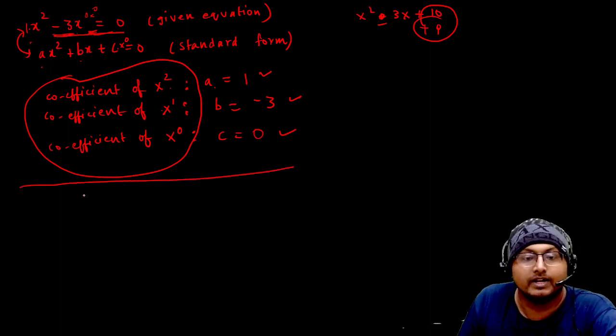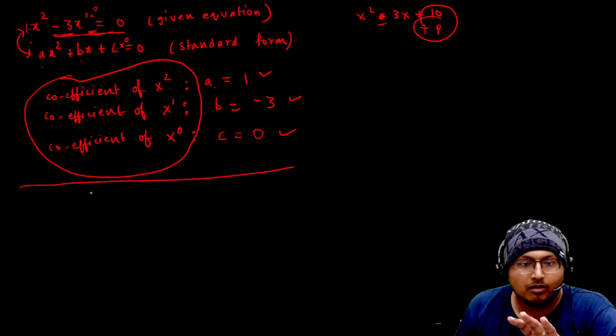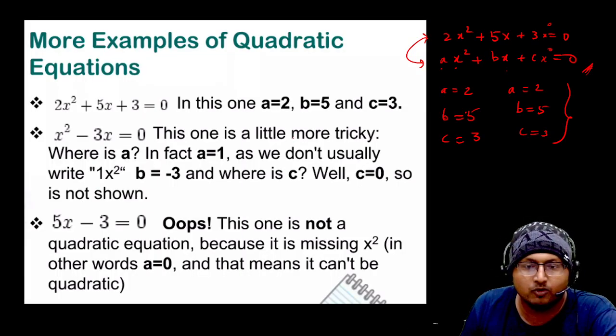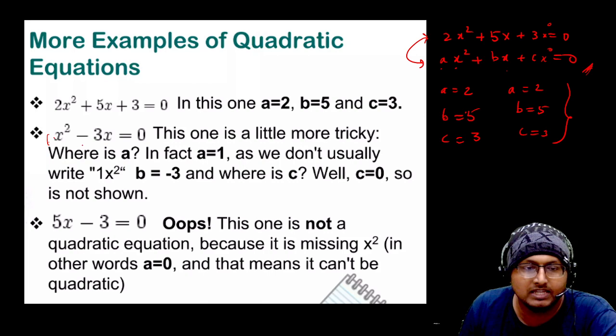Okay, so next, this is all about the comparison of the things. See here, this is a little more tricky. By comparing, a equal to 1, that is 1 into x power 0. And what about b? b is equal to minus 3, the coefficient of x is minus 3. And what about c? There is no constant, so c equals 0. Same thing he has shown: c is not shown, so there is no constant term in that equation.